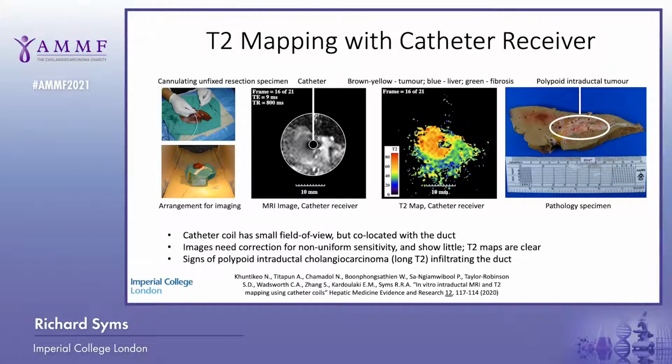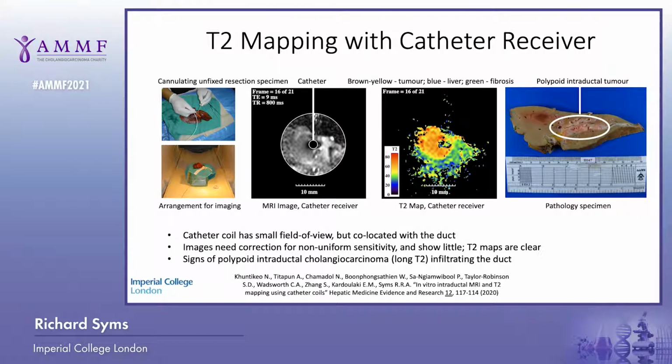We've acquired the conventional MR image using the catheter receiver. That's the black and white photo second in from the left. Again, that's fairly featureless, very hard to see what's going on. But look at the colored T2 map generated by the catheter receiver. Immediately, we can see what's going on.